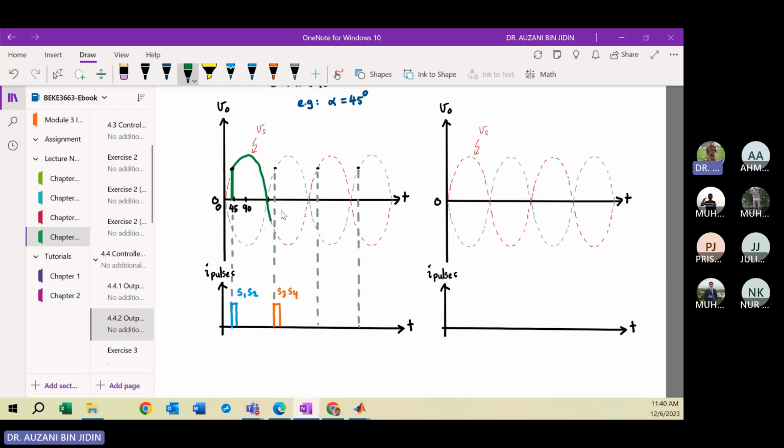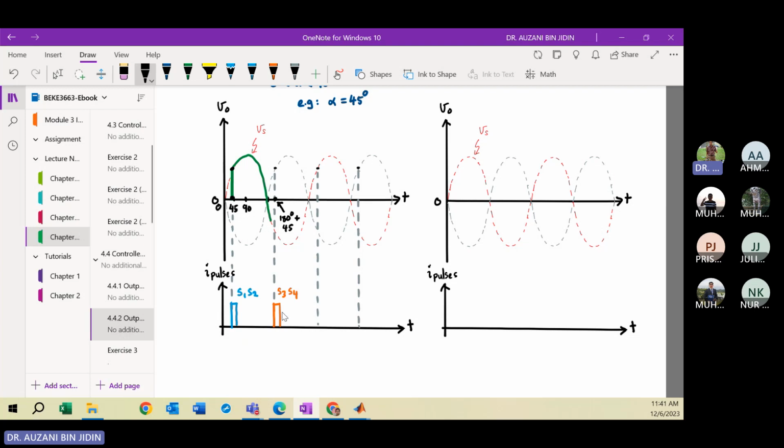Maybe this angle will be what? So this is 45. So this angle will be what? Someone can give the answer. This point, so this is pi, right? Pi. So here will be 180 degrees plus 45. Pi plus alpha, and pi plus alpha in radian.